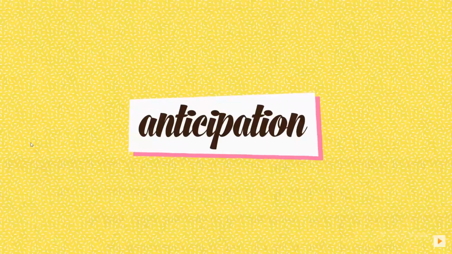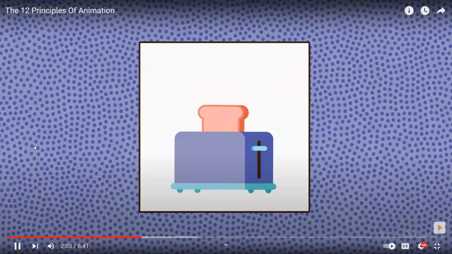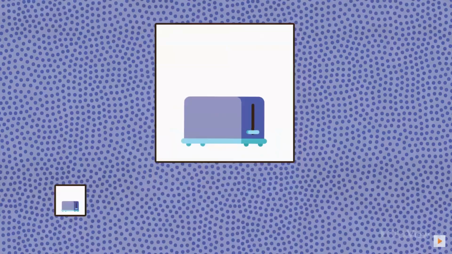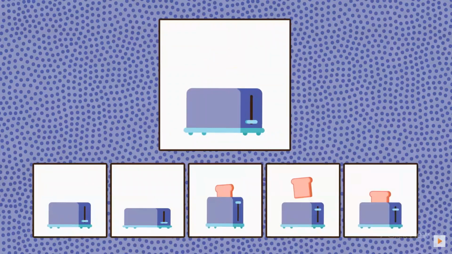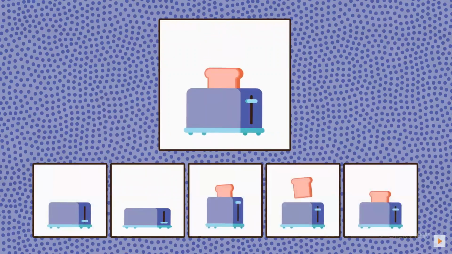Anticipation. This principle is used when characters or objects make an action that gives viewers a clue about what is going to happen next. In this frame, we can see an action that anticipates what is coming next: the toast jumping out of the toaster.